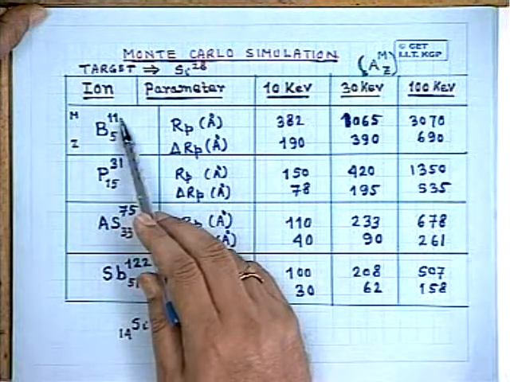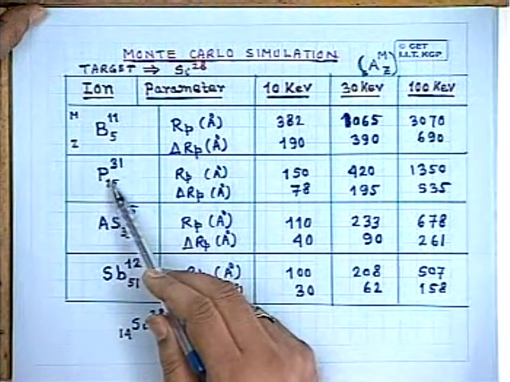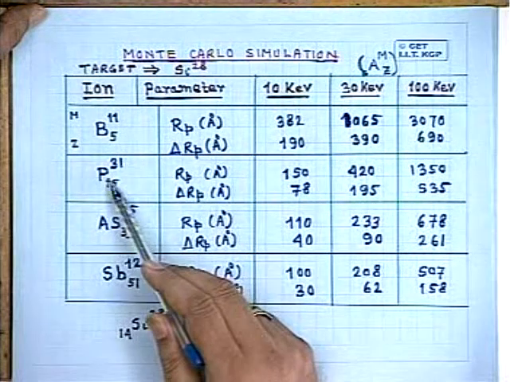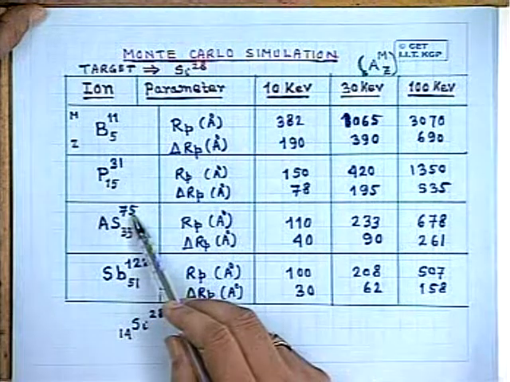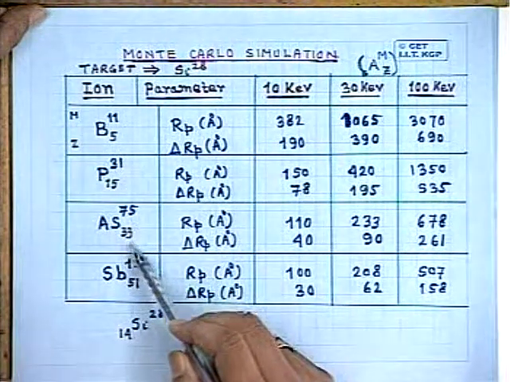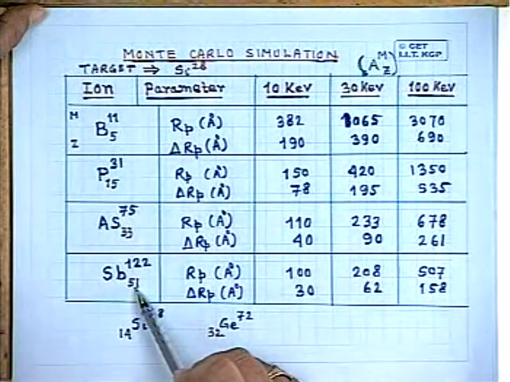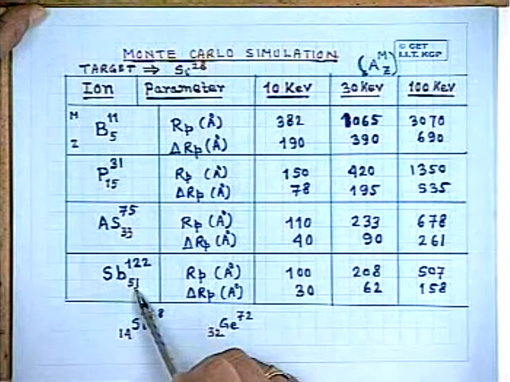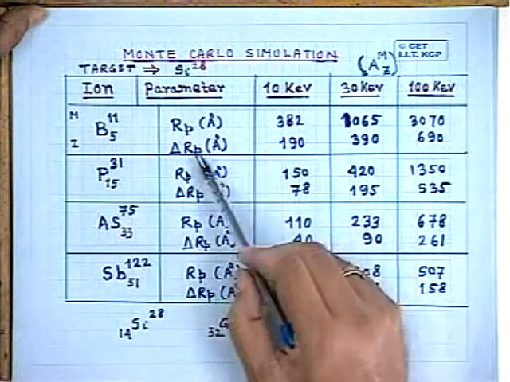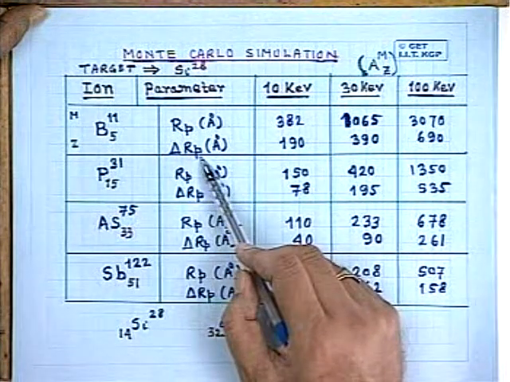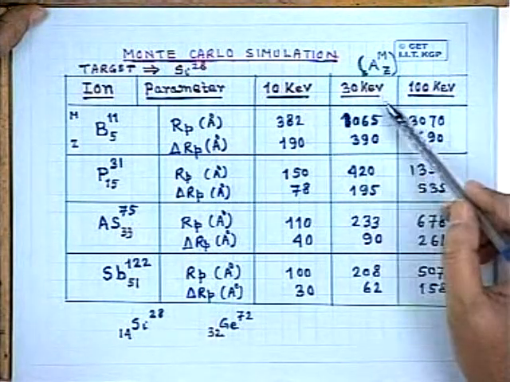In boron, atomic mass is 11 and atomic number Z is 5. In phosphorus, atomic mass is 31 and Z is 15. Arsenic, atomic mass is 75 and Z is 33. Antimony, atomic mass is 122 and Z is 51. Okay. Now, the parameters I have calculated are Rp and delta Rp. And three energies are used: 10 keV, 30 keV and 100 keV.